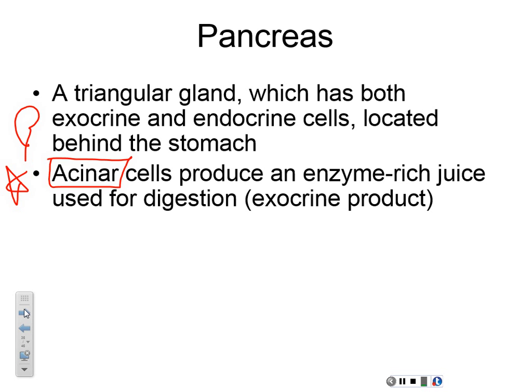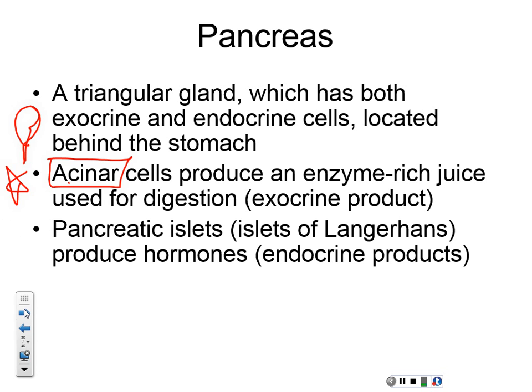Remember, it looks like a sac-like. Remember when we did glands, it was in there. So acinar looks like a sac like that. So that's the shape of those, and those produce the enzyme part. And it's exocrine because it's got a duct. Okay, but then the pancreatic islets, or the islets of Langerhans, will produce the endocrine, which is released into the blood because it doesn't have ducts, right?